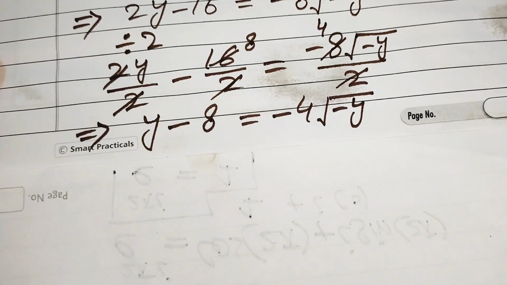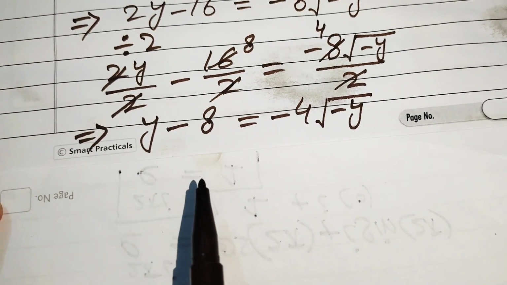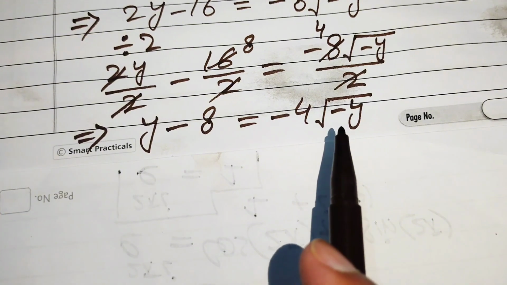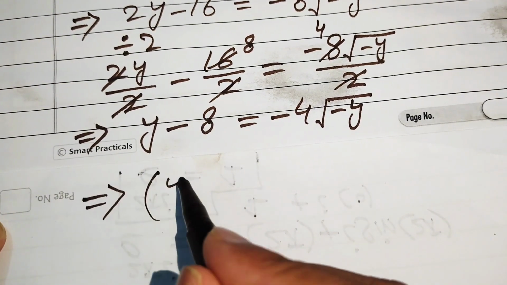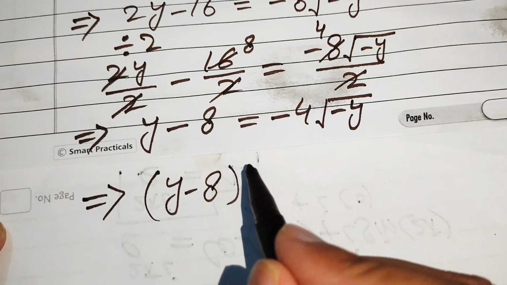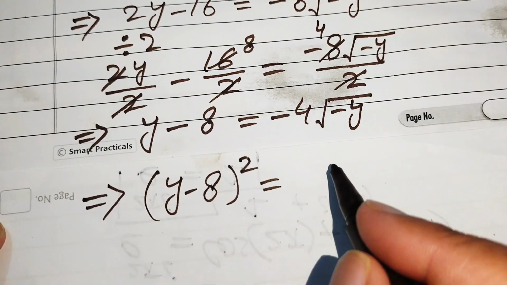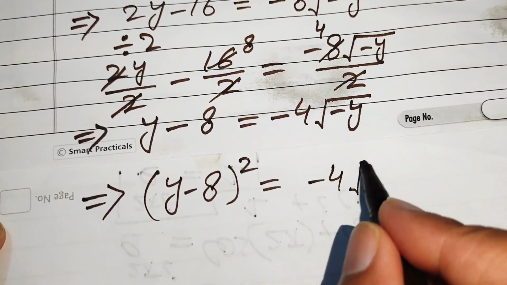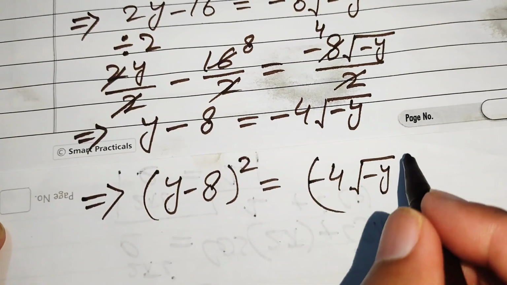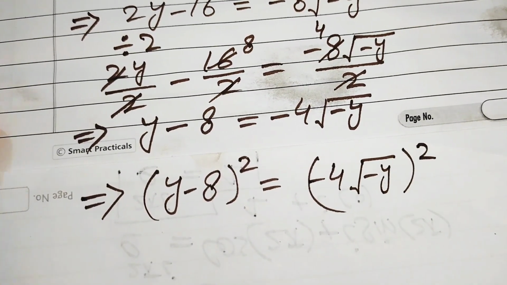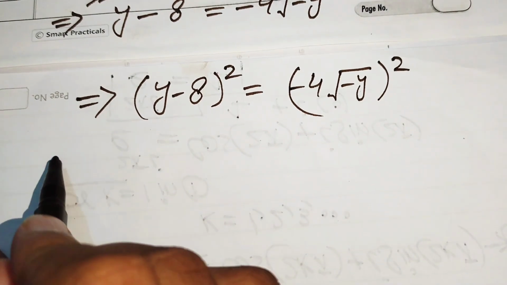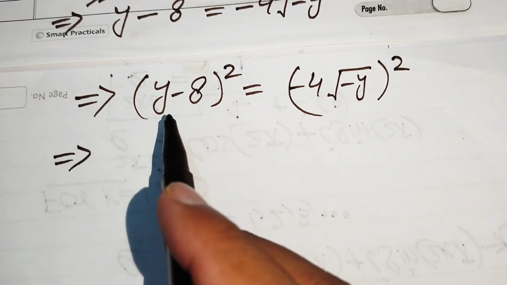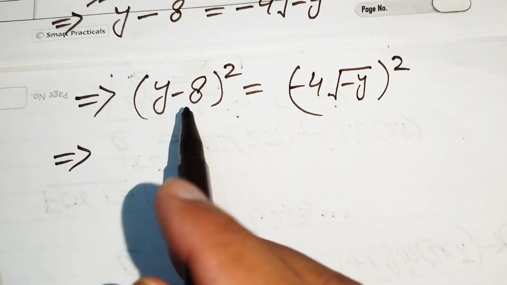And now in the next step, here we need to eliminate this square root sign, so we again take squares on both of the sides, and it will be written as (y minus 8) whole square equals minus 4 into square root of minus y, and its whole square. Okay, so in the next step, we just again apply the square identity which we wrote above.